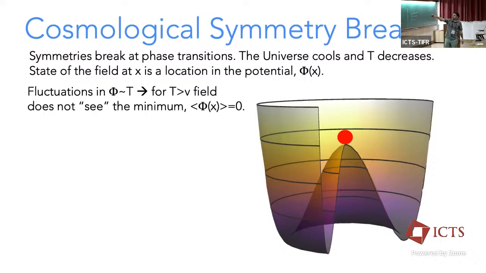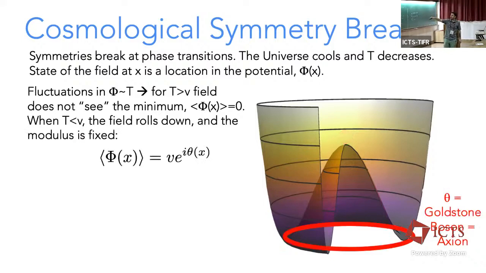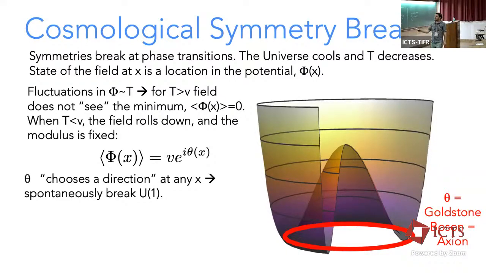okay, this is what I've just said. There's fluctuations, and the field doesn't see its minimum. When the temperature drops, such that the fluctuations of the field are smaller than the distance here to the VEV, then the symmetry breaks, and the state of the field, which was that blob, now rolls down, and it can be any of these things here. Theta chooses a direction at every x, and that spontaneously breaks the U(1).